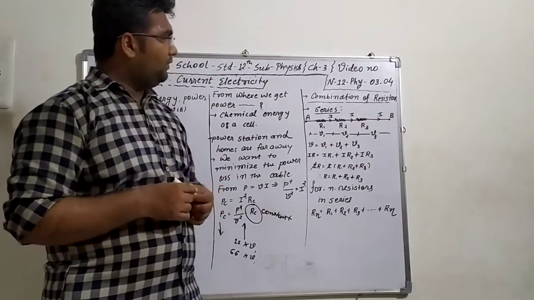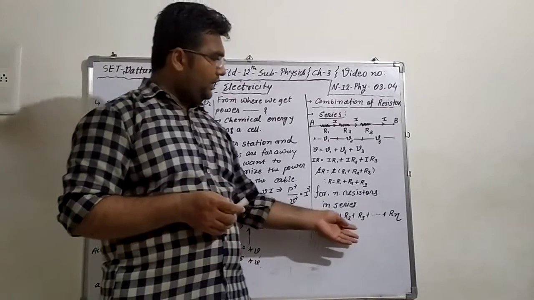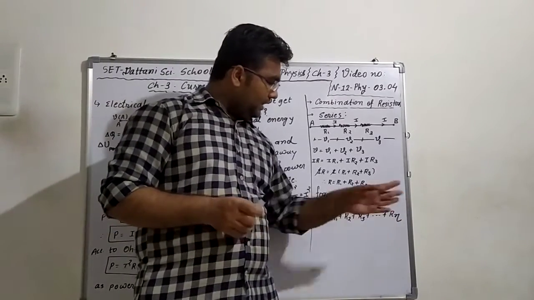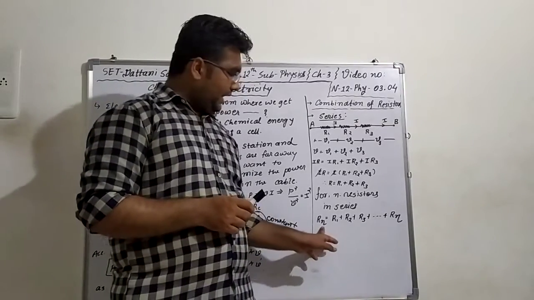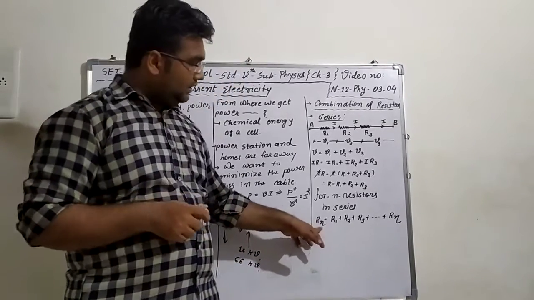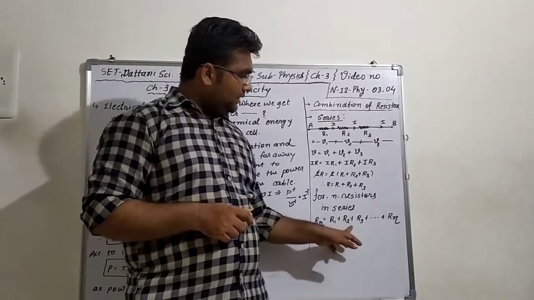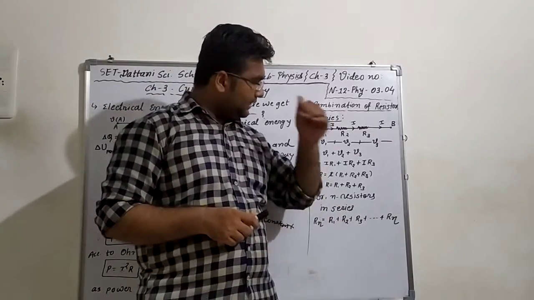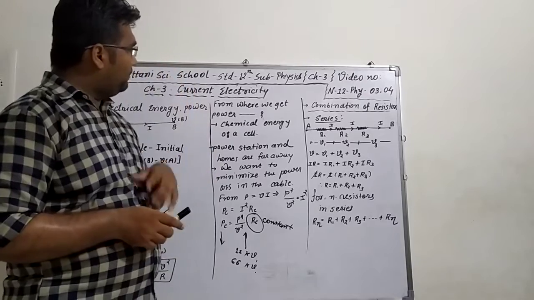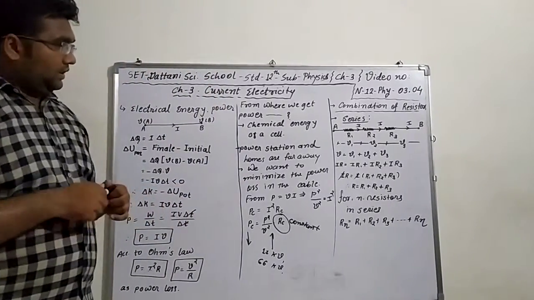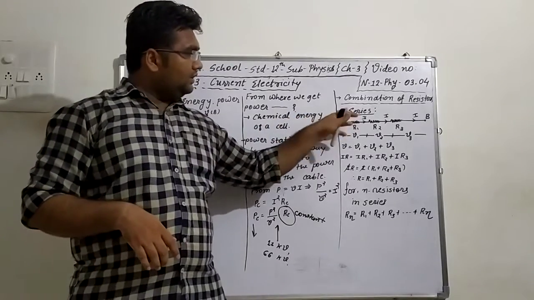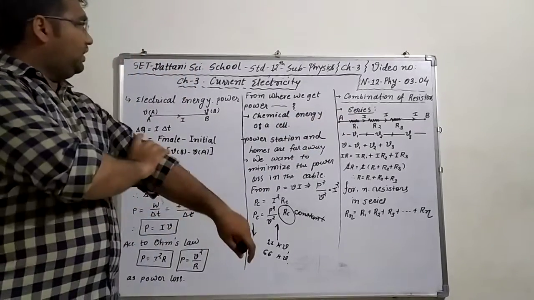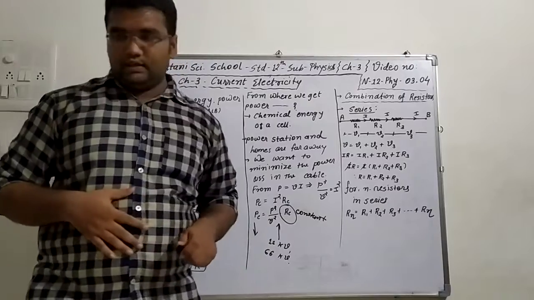Whatever number of resistances you like to join here, all the resistances will add up. If we connect n resistances, then Rn equals R1 plus R2 plus R3 up to Rn. Now, after series connections, we are going to learn about parallel resistance.